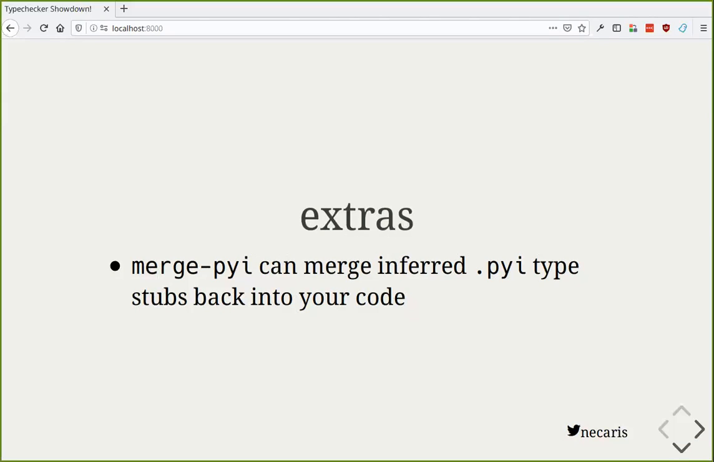When PyType runs, it actually automatically generates those for you. And you can use this merge-pyi script to merge the pyi type stub files that it created for you right back into your code. So you can have it auto-annotate your code. And that's really cool.